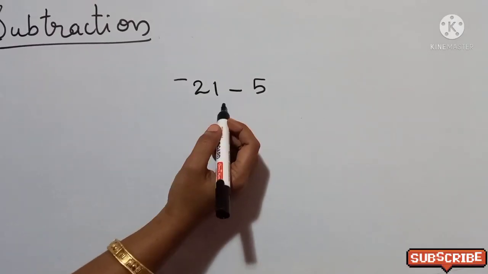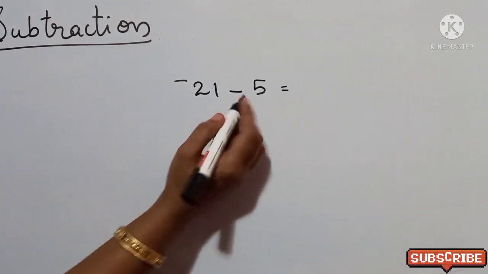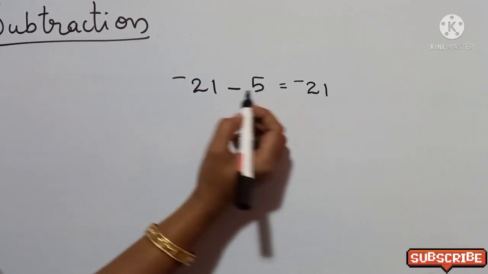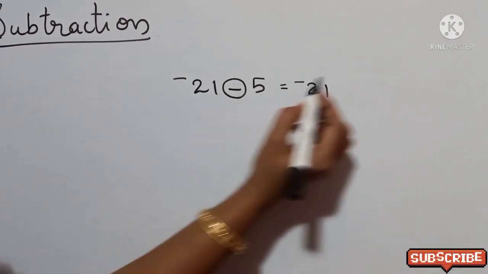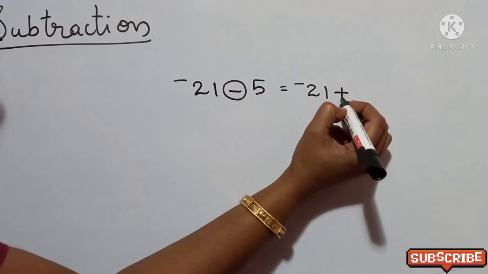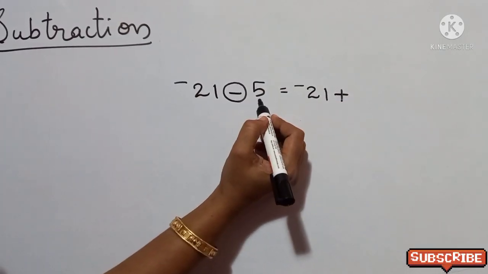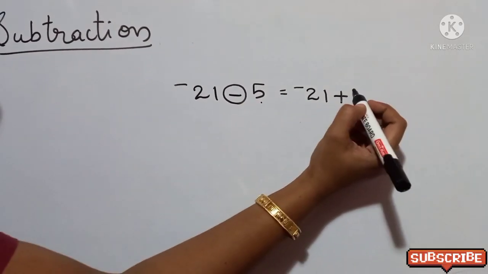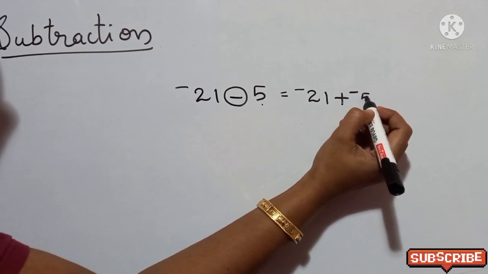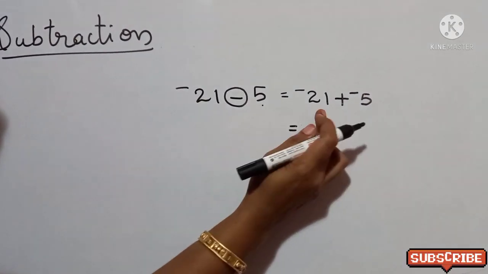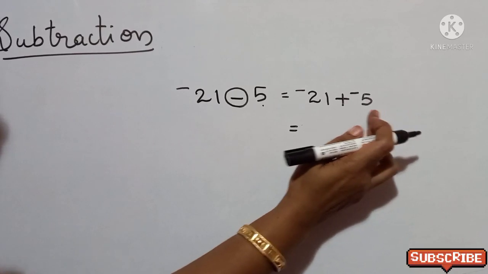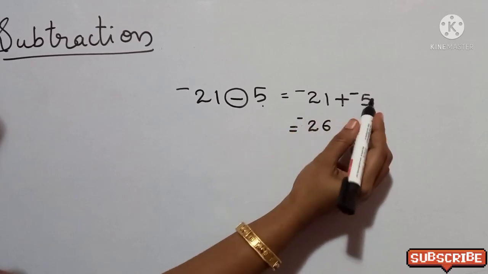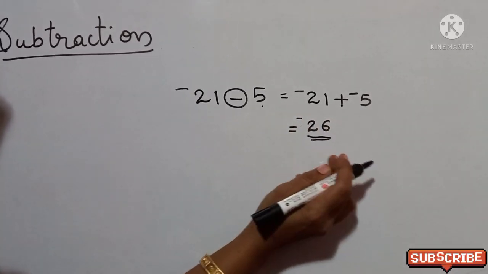Next question. Minus 21 minus 5. Here also we can apply the additive inverse. Write minus 21 the same way, and here there is a subtraction, so make this plus and add the additive inverse of 5. Now this 5 is positive, right? So the additive inverse of 5 is minus 5. Then add. Both are negative, so it is very easy. Find the sum of 21 and 5, which is 26. Then give the negative sign, since both are negative. So the answer is minus 26.